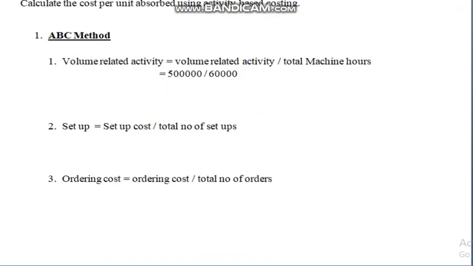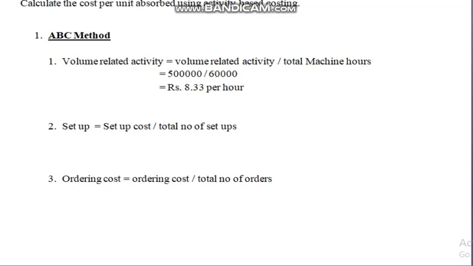Now the cost per machine hour will be 5 lakh divided by 60,000, which is rupees 8.33 per machine hour.